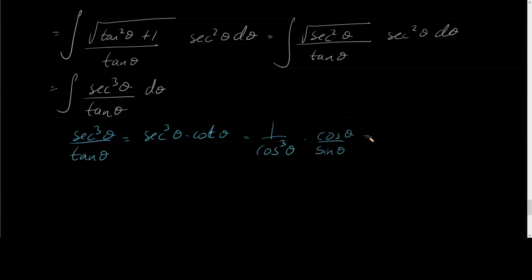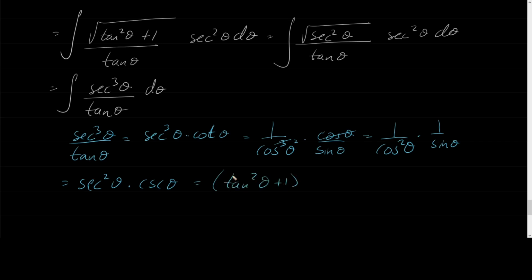So in here, this cosine cancels out one of these. That becomes 2. And we end up with just 1 over cosine squared theta times 1 over sine theta, right? And at that point, that's really saying 1 over cosine squared is secant squared theta. And then we have that times cosecant theta. But we know that secant squared theta is really tan squared theta plus 1. And then we have this times cosecant theta, right?